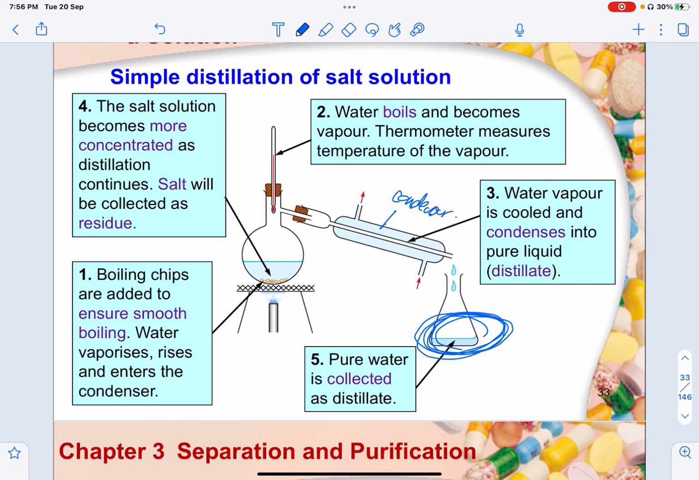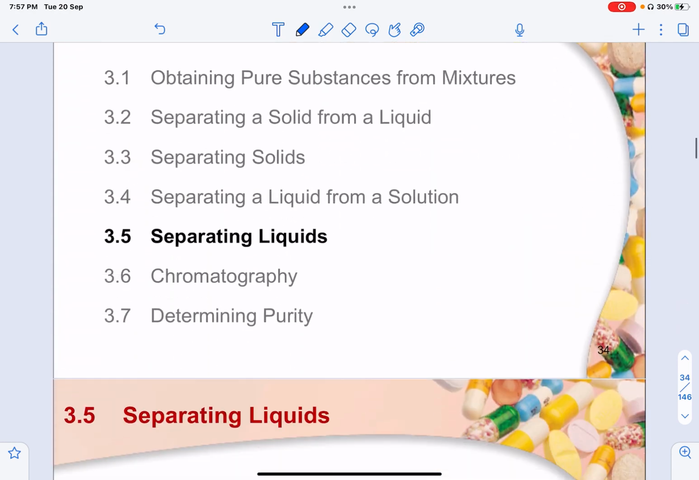Then of course the salt solution will become more concentrated as distillation occurs, because all the water vapor gets churned out, whereas what is remaining is actually the solid. So that's why concentration tends to increase. Then finally, the pure water is collected as the distillate, whereas the solid, in this case the salt solution, will be considered as the residue, which is the remaining.